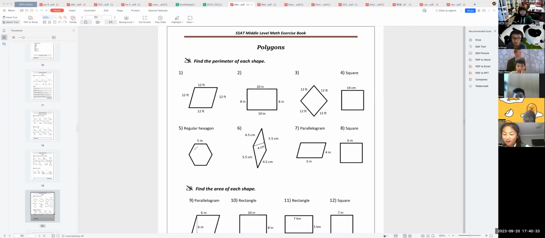So this is a regular hexagon. That means each of the lines is the same. So 5 times 6. We know hexagon means you have 6 sides, right, Jay-Z?